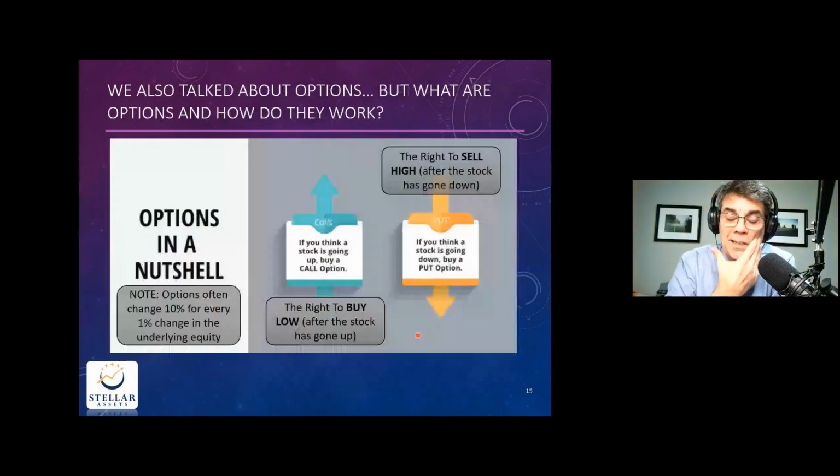Okay, now I know that was difficult to talk about regression. Let's talk about options. Also a difficult topic. What are options and how do they work?